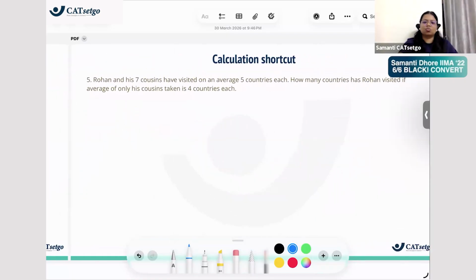So this one too. Rohan and his 7 cousins, the total 8 people are there. Right? If you remove Rohan, for the 7 other people, the average was 5 and now it became 4. So there has been a change of 1. Right? For 7 people, 1 country reduced. Plus Rohan, who also had 5 earlier, is now 0 because Rohan was removed. So from 5 to 0, that is -5.